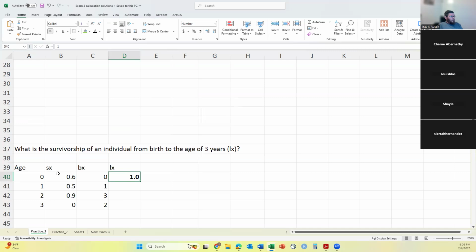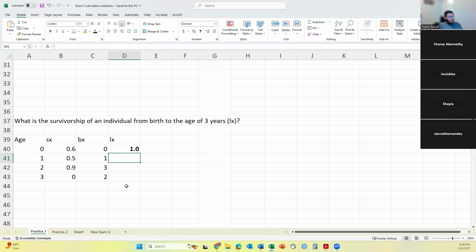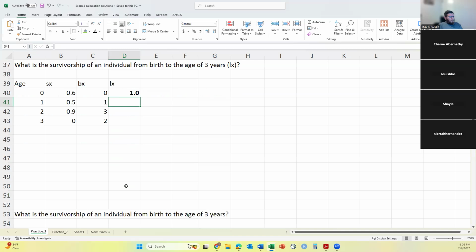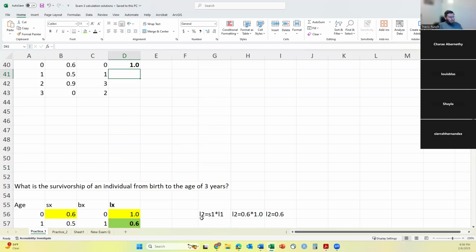Now we have all of our S of X values, and we have our first LX value, LX1. How do we get LX2? Is that the L1, S1 multiplying it? Yeah, we use this equation, right? L2 equals S1 times L1, and we have S1 0.6, and we have L1 1. So now we have L2, 1 times 0.6 is 0.6, right? So we just multiplied these two values together to get this value.